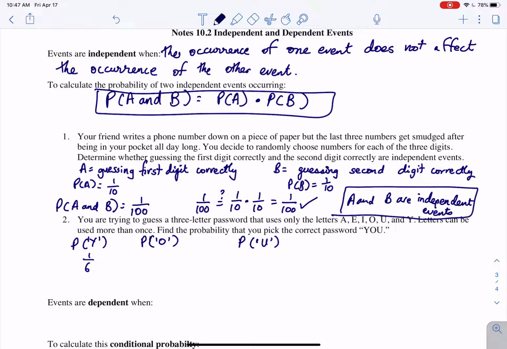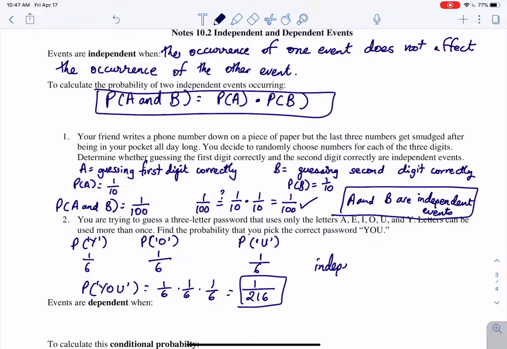And since we can repeat, the second letter could also be Y. So we still have 6 possibilities, and it's one of them. And the third letter could still be any of those 6, so it's 1 out of 6. So because nothing affected each of these probabilities, they were always 1/6, we know that these are independent events. Picking Y and then O and then U is just multiplying 1/6 times 1/6 times 1/6, which would be 1/216, because these are independent events, right? Picking the first letter correctly does not affect you picking the second letter correctly, and it doesn't affect you picking the third letter correctly.